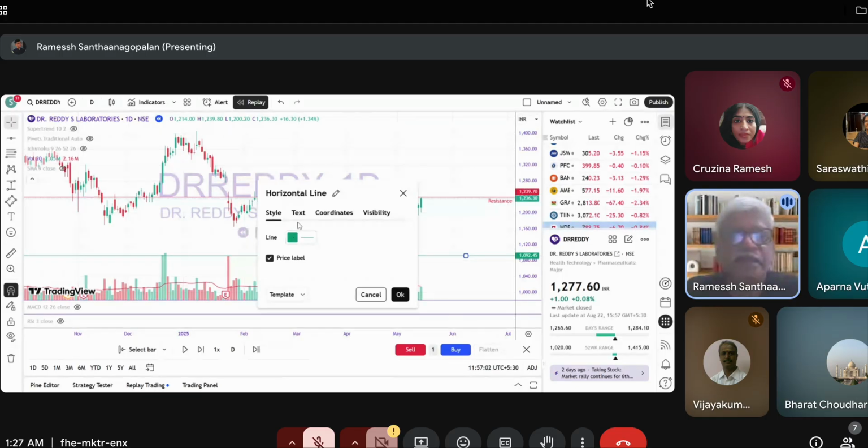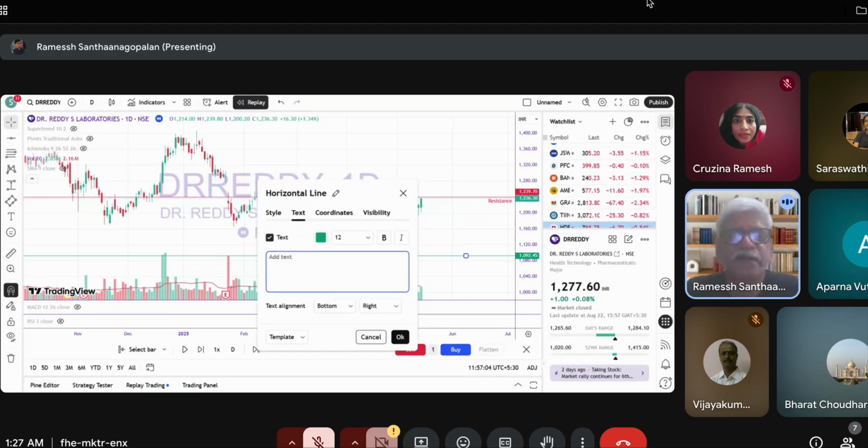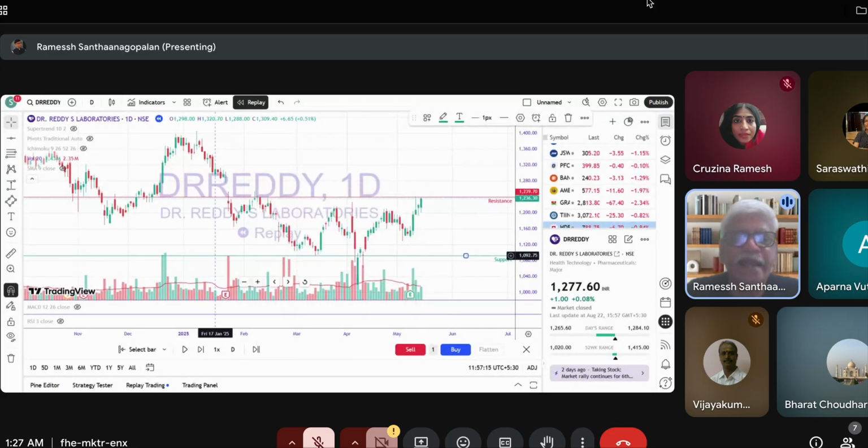Now the color is here. I go to text. I will type whatever I want. This is second, third, support, fourth line, and I want to use a color, maybe green. Okay. Now you can see the line is also in green color, and then the text is also in green color.